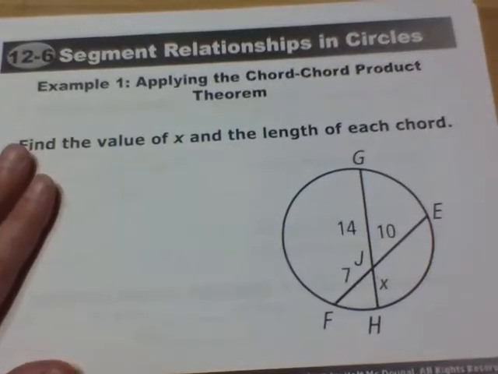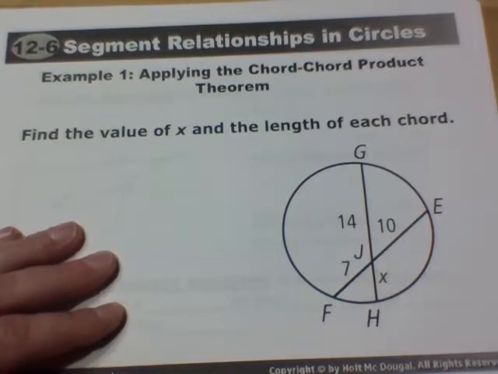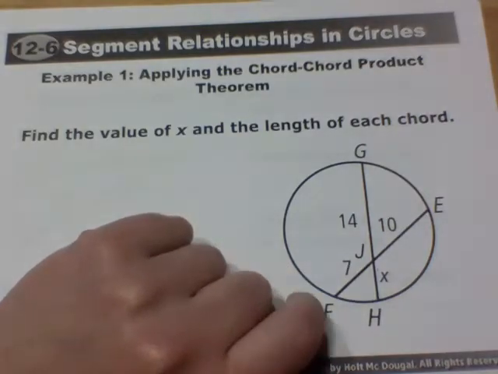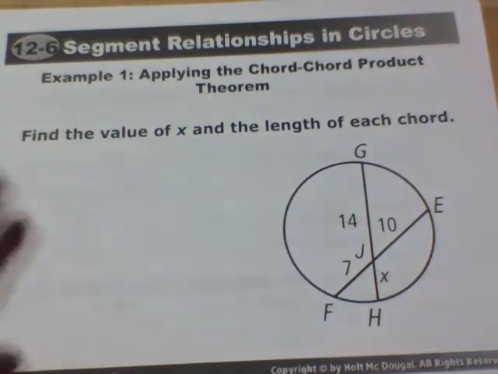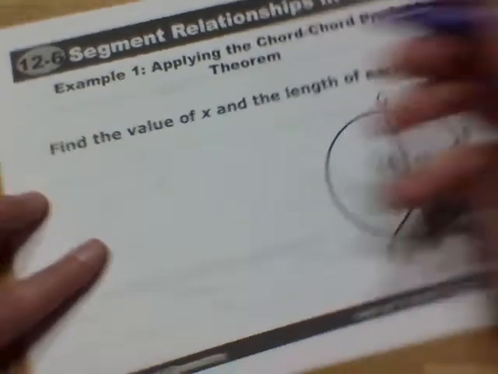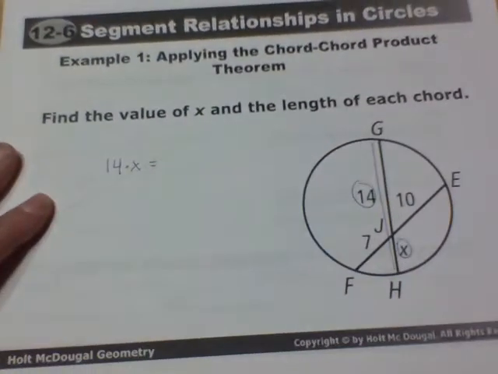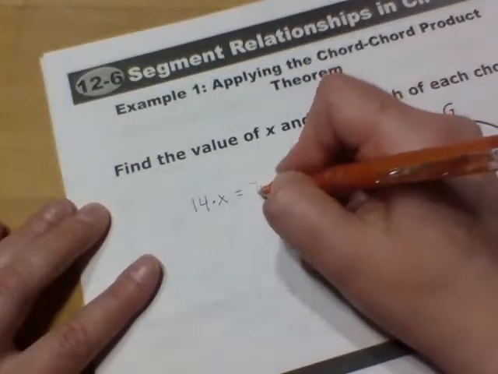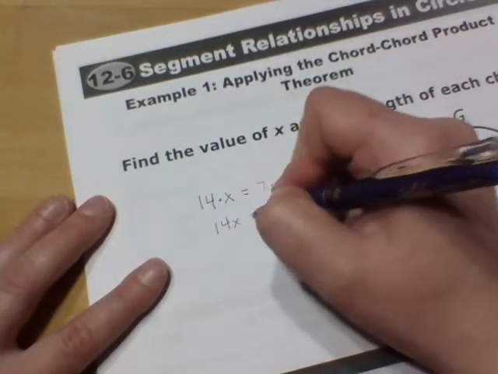So taking a look at something that would help us with that, notice that we have, as the definition says, two chords intersecting on the interior of a circle. So we're going to take the products of each of the segment pieces and set them equal. So 14 times x makes up GH. So 14 times x is going to be equal to 7 times 10, which makes up FE.